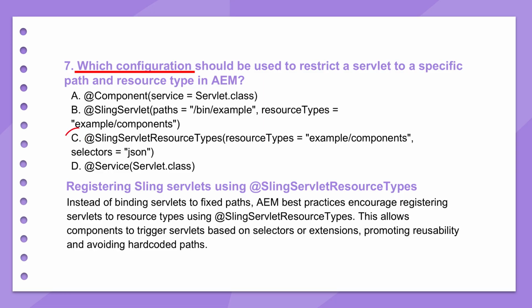Yeah. Now, @SlingServlet with the paths property can restrict by path, and you can also add resource types there too. But @SlingServletResourceTypes is generally seen as more focused on the resource context. It offers more flexibility, especially with selectors and extensions. It's kind of the more modern preferred approach now. Got it. So for robust, targeted backend logic, @SlingServletResourceTypes is the recommended way. Ties the logic directly to the content it serves.